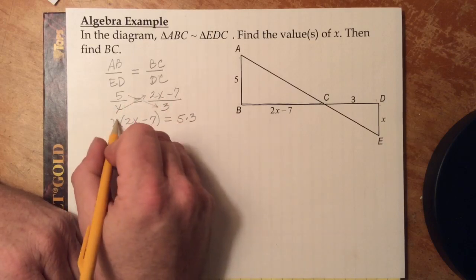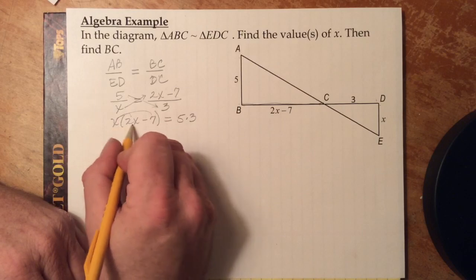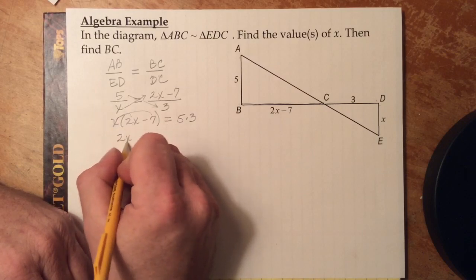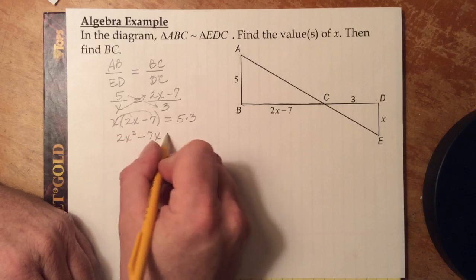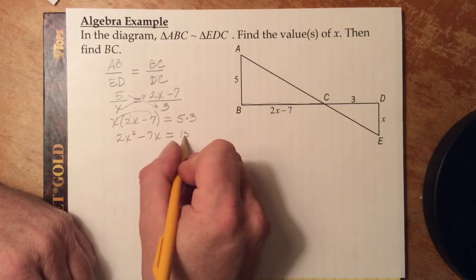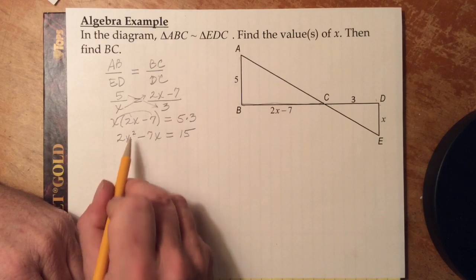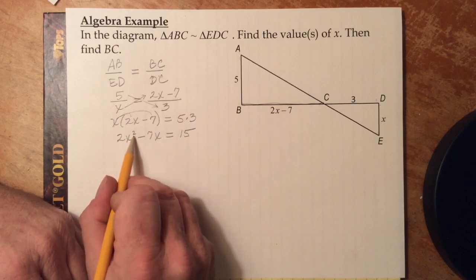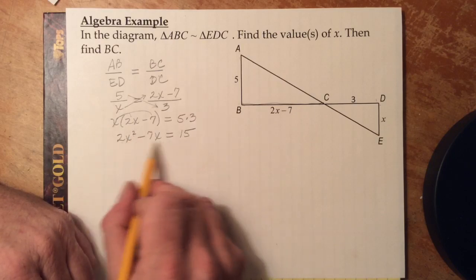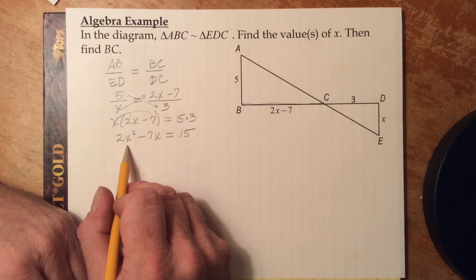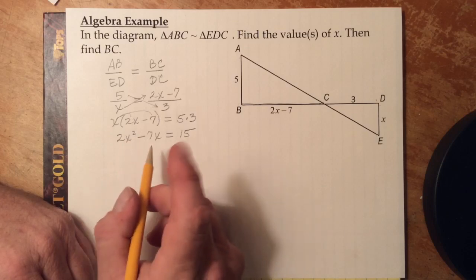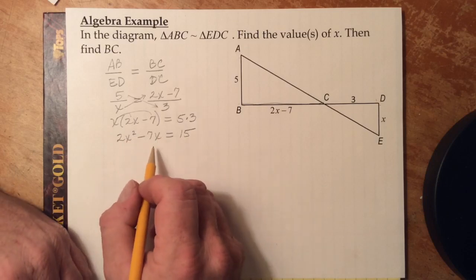Then further multiplying using the distributive property here, x times 2x is 2x squared. x times minus 7 is minus 7x, equals 5 times 3, which is 15. Now, because we have an x or a variable squared, this is a quadratic equation. It's not a linear equation. And there's only a few methods you've learned how to use to solve an equation like this. One of those methods is factoring.